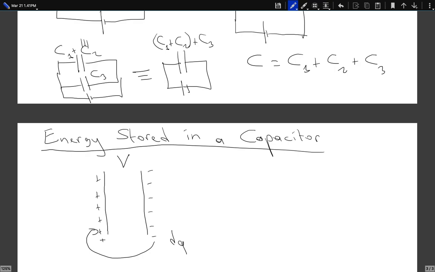Now how much work do I do? There's a potential difference of V, and I'm carrying a charge dq. It's just V times dq. The work done, or the energy stored in the system, as I move this charge from the right to the left, is just V times dq. Let's say that at this instant, the charge of the left plate is Q, capital Q. So V is just, what is V in terms of capital Q and the capacitance? Q over C.